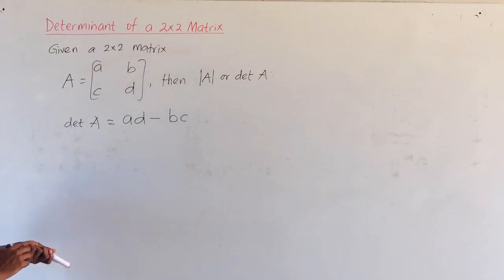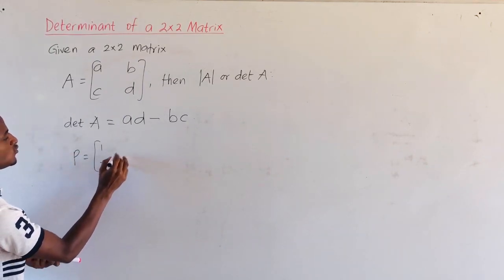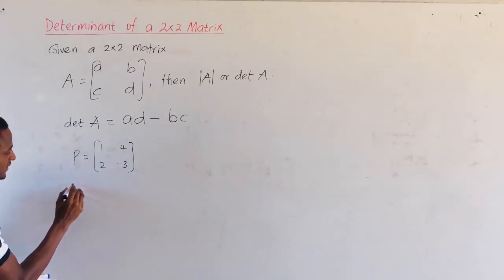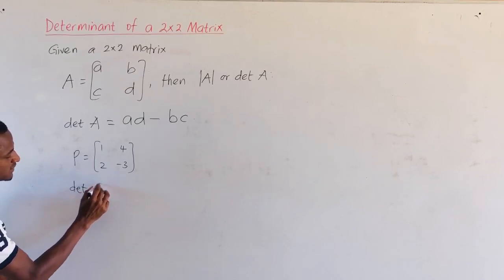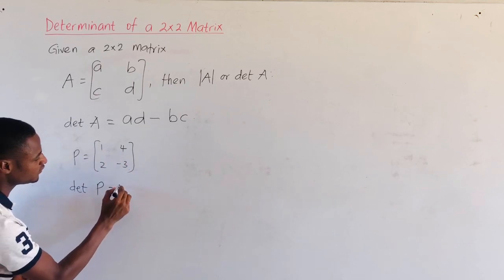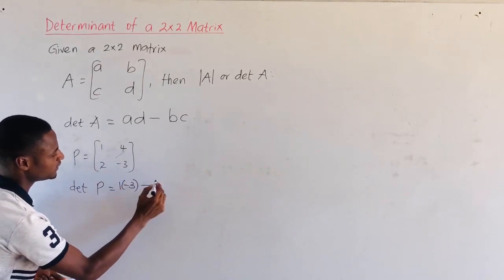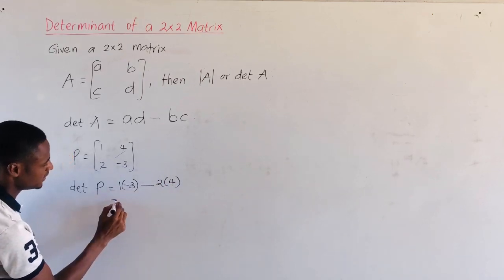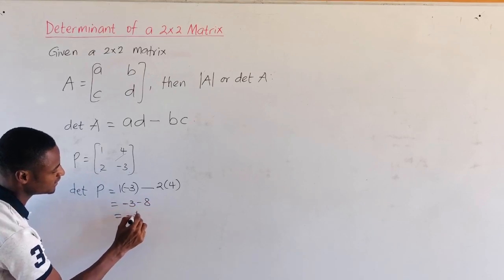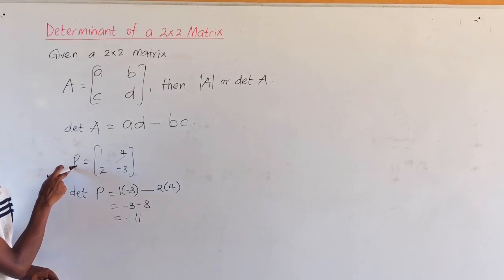And so, for example, given a matrix P is equal to 1, 2, 4, negative 3, then we will say that the determinant of P, which is written as det P, is equal to the product of the leading diagonal 1 times negative 3 minus the product of the minor diagonal 2 times 4. And this will be negative 3 minus 8, which will give us negative 11. This is the determinant of the 2 by 2 matrix P.